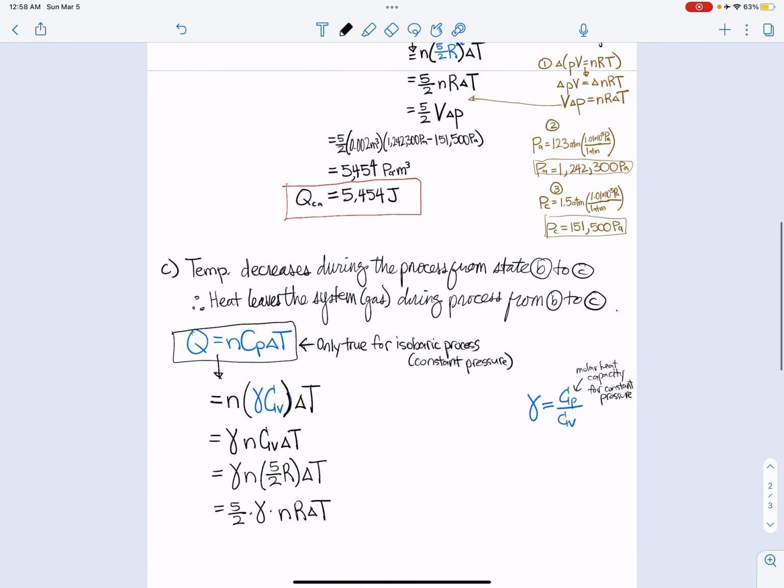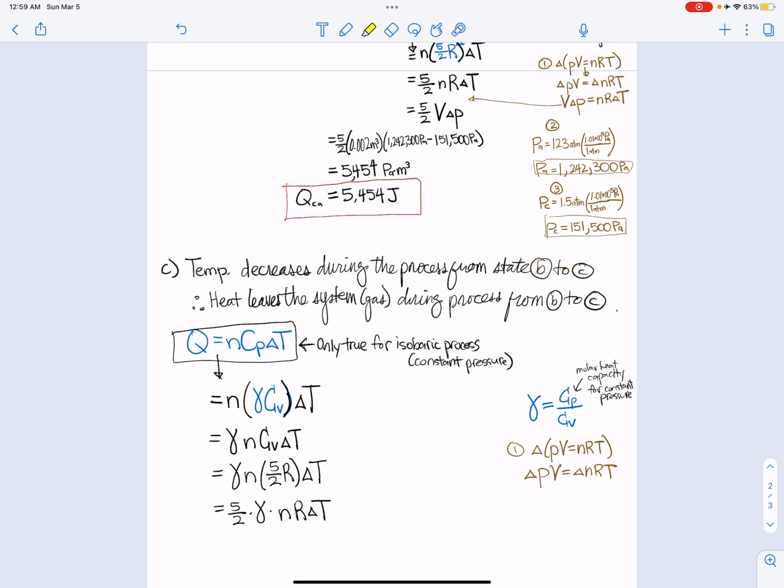Remember, if we use this delta PV equals nRT trick, we will find... I'll just redo it, okay? I'm going to rewrite that again. So we've got side mission number 1 for part C, delta of PV equals nRT. This time, delta PV is equal to delta nRT, this time from state B to state C, right? That's what we're dealing with.